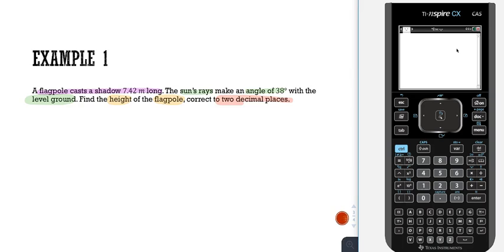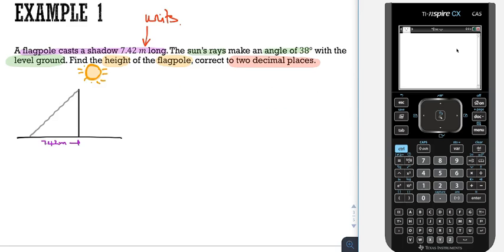My very first step, after having done my highlighting, is to draw a diagram for this scenario. I've put in a pretty sun. Look, where possible, just draw a right-angled triangle. Don't draw pretty pictures. You're going to distract from what you actually need to get done for each question. So it's a right-angled triangle. I'm going to put in the measurements that I have. So 7.42 meters. Note that I've written units there. That's the unit that my end answer will have to have. So the height of the flagpole will be in meters.